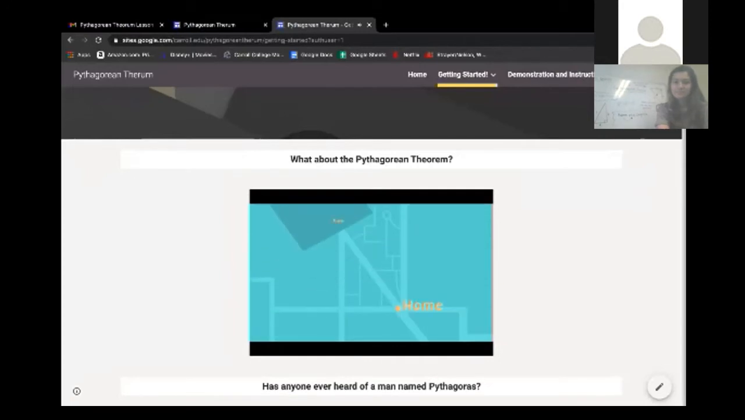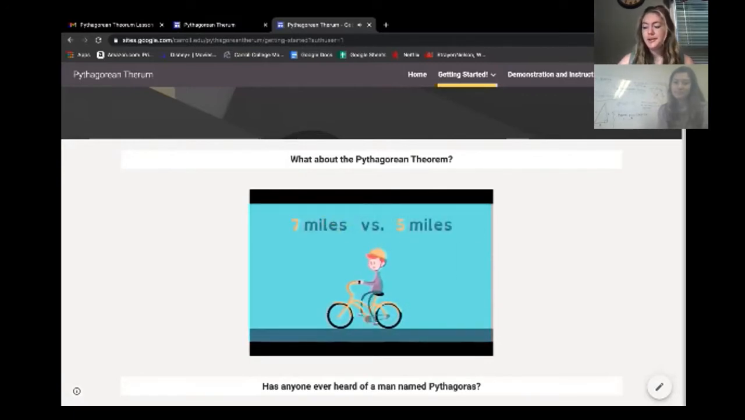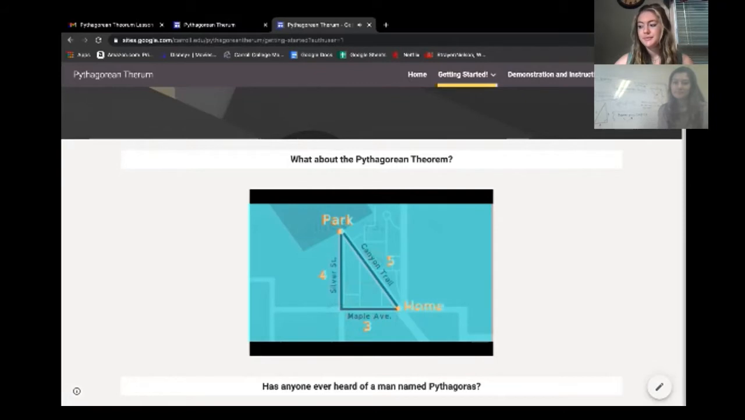Lucy usually bikes to the park along Maple Avenue, then up Silver Street. Is Canyon Trail shorter? She knows the two legs, Maple Avenue and Silver Street, are 3 and 4 miles long. Applying the Pythagorean theorem, 3 squared plus 4 squared equals 25. She knows that 5 squared is 25. So the hypotenuse, the length of Canyon Trail, is 5 miles. 2 miles less of biking for Lucy. What if Lucy doesn't know the lengths of Maple Avenue and Silver Street?